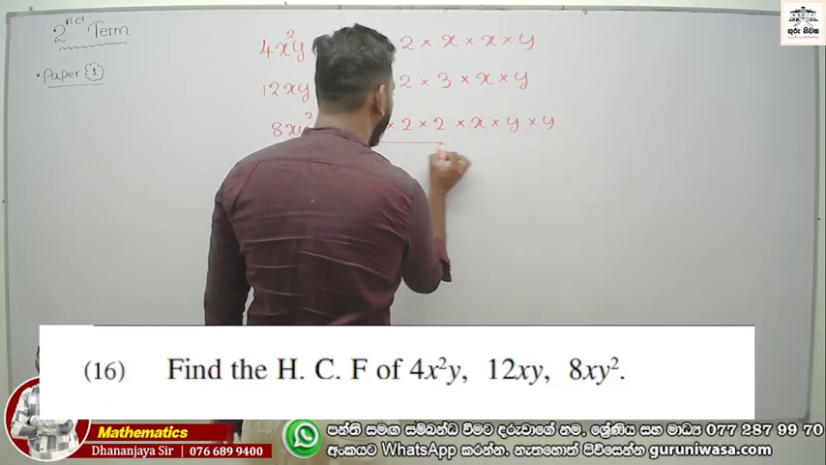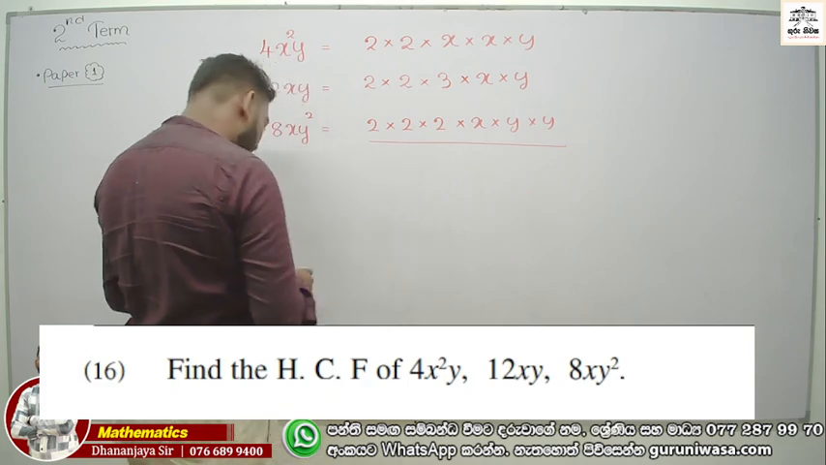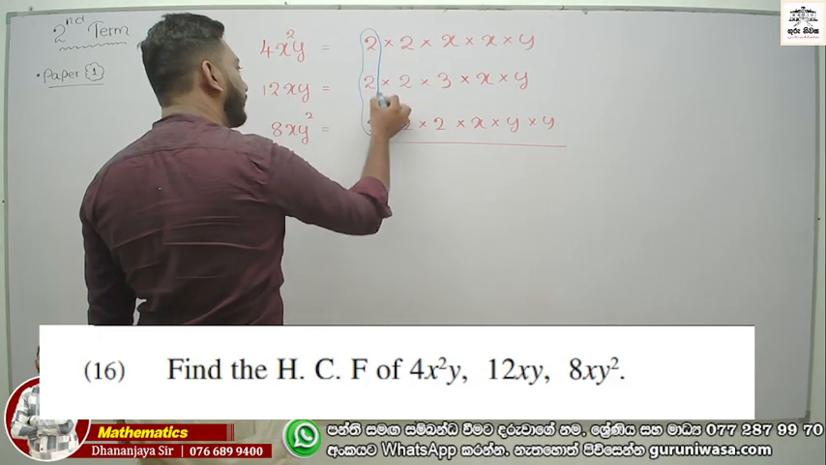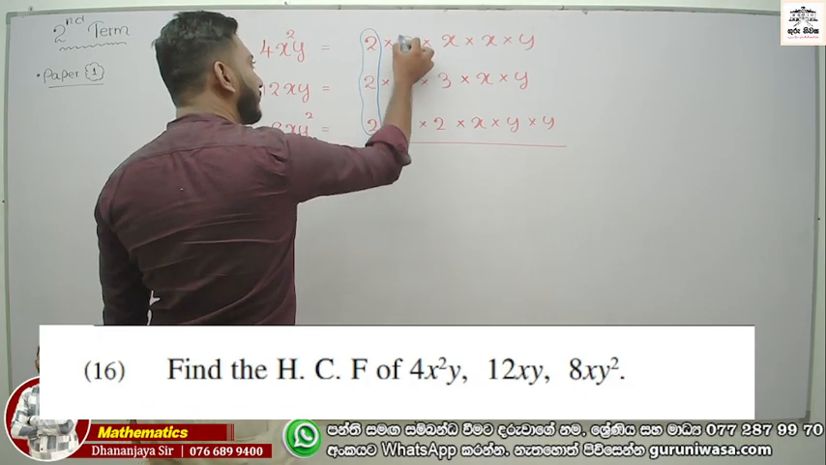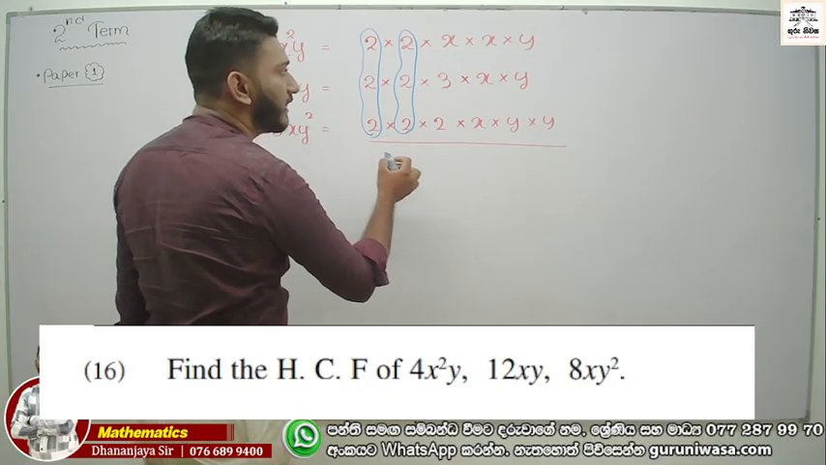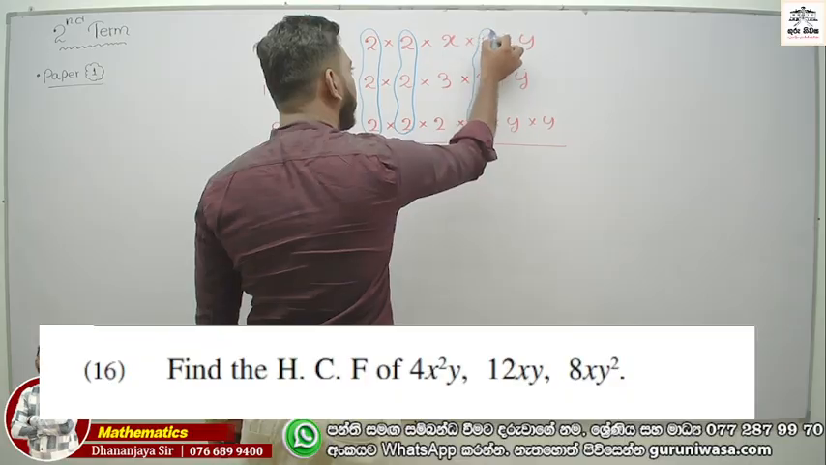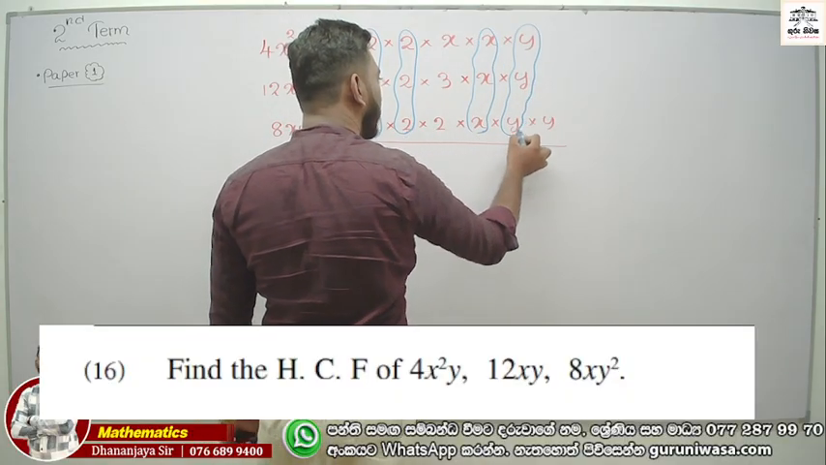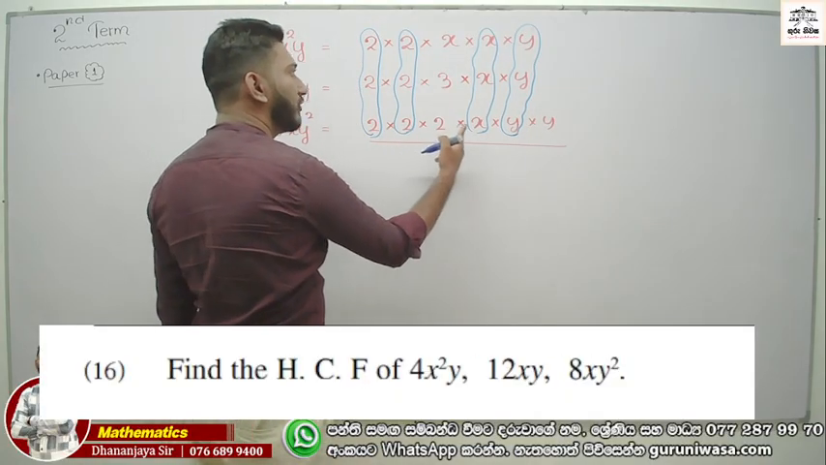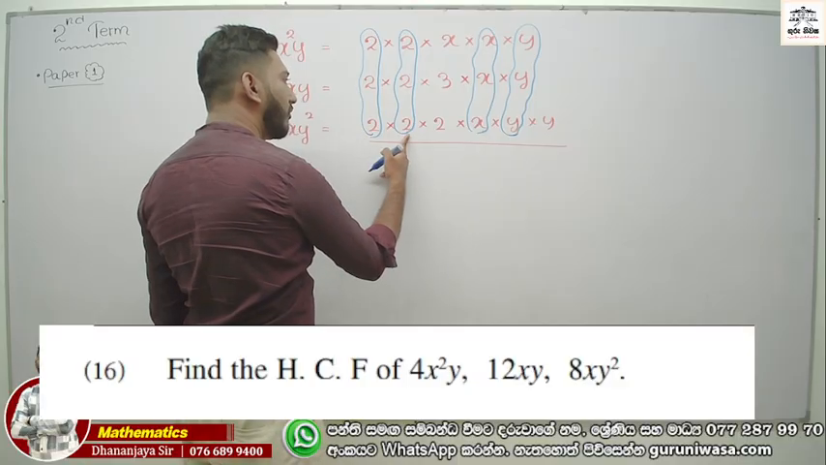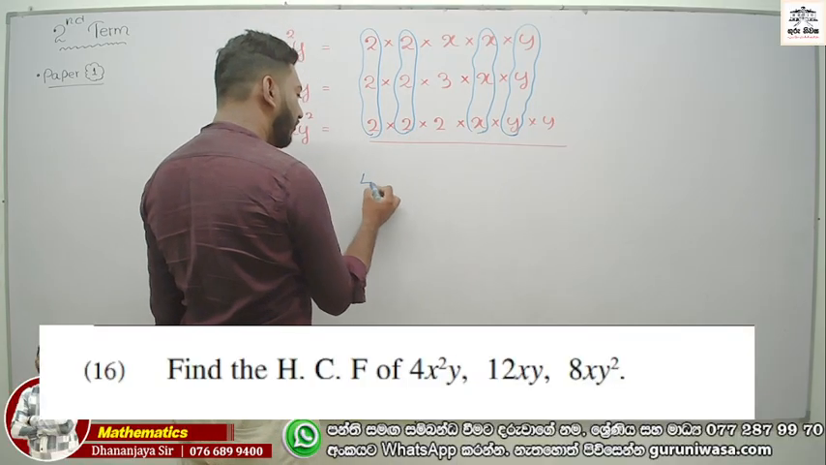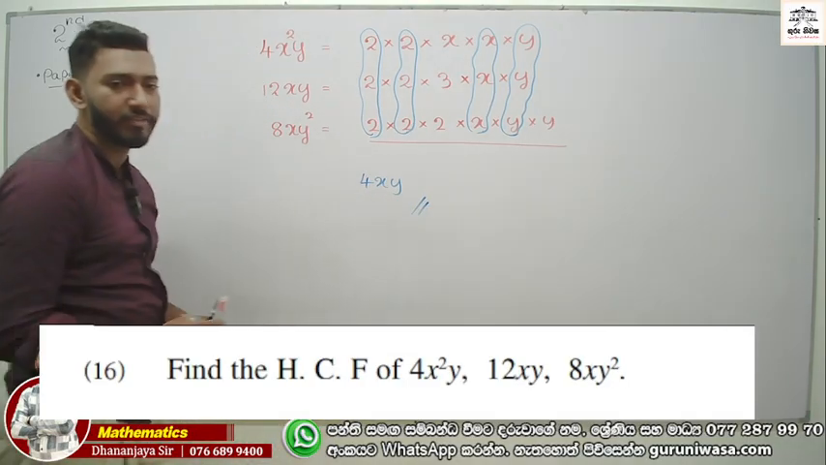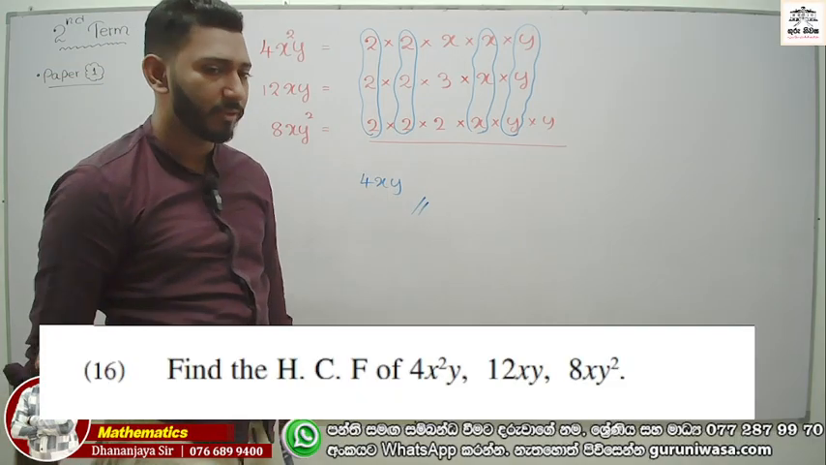Now how to find the highest common factor? We are looking for the common. Look at this. 2, again 2, and x and y. Therefore 2 times x times y. 2 times 2 is 4, 4 times xy, 4xy. And this is the highest common factor, 4xy.